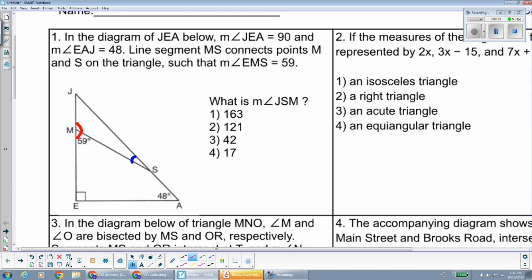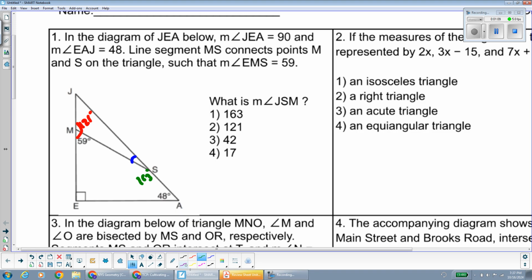So if we do 180 minus 59, we get 121 degrees for angle JMS over here. We also have a quadrilateral down here, and you might know that a quadrilateral has angles that make 360 degrees. So if I do 59 plus 90 plus 48, and I subtract that sum from 360 degrees, I find that this angle over here is 163 degrees, angle MSA.